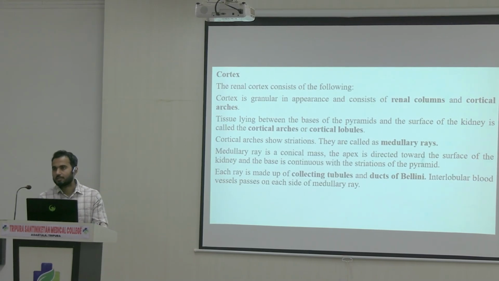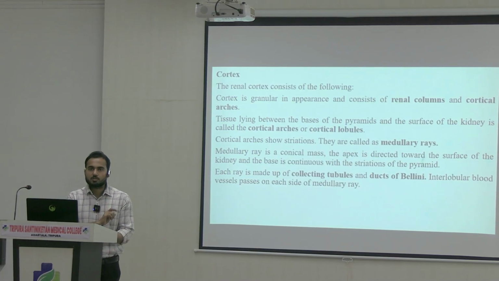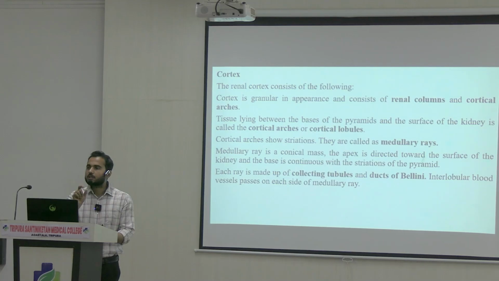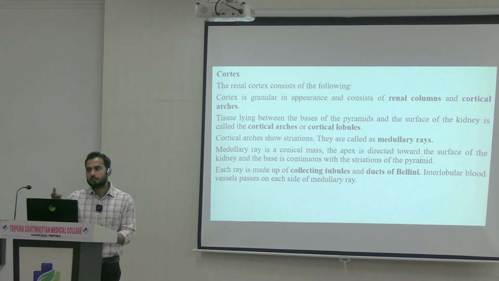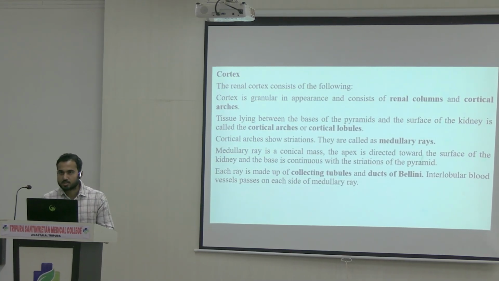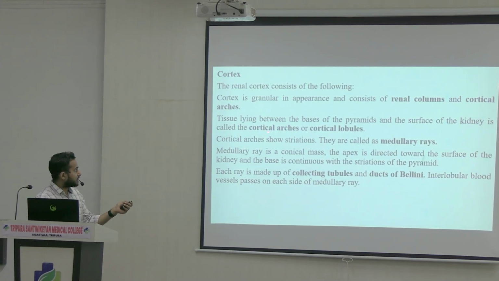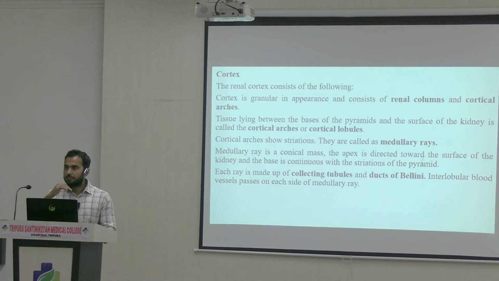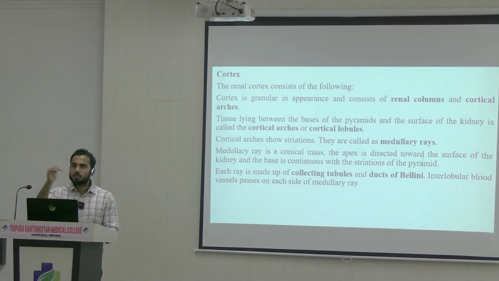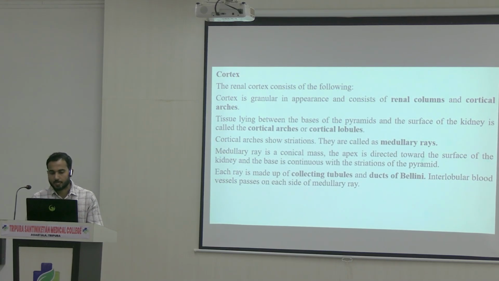So in the renal cortex, the outer part is made up of renal cortex. Now in the renal cortex, mainly we are getting the renal columns and cortical arches. So what are those renal columns? Just now I have shown you the pyramids. Suppose one pyramid, another pyramid. In between the two pyramids, the area which is present is made up of cortex, and that is called the renal column. Next, what are those cortical arches? The tissue lying between the bases of the pyramids and the surface of the kidney is called the cortical arches. So above the base of the pyramid we have the area of the cortex, and that particular part forms the cortical arches.